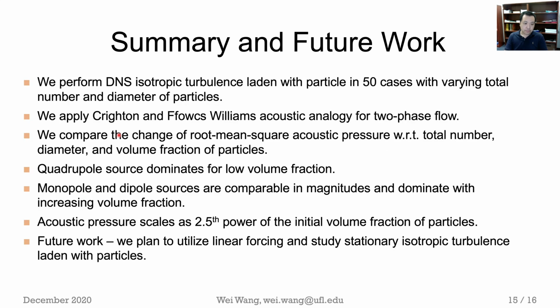So as a quick summary, we performed DNS on isotropic turbulence laden with particles in 50 cases with varying total number and diameter of the particles. And we used the Crighton and Ffowcs Williams acoustic analogy for two-phase flow to investigate the different noise sources and the acoustic pressure associated with them. And we found that the quadrupole source dominates for low volume fraction, but the monopole and dipole sources are more dominant at higher volume fraction, and the acoustic pressure scales as the 2.5 power of the volume fraction.